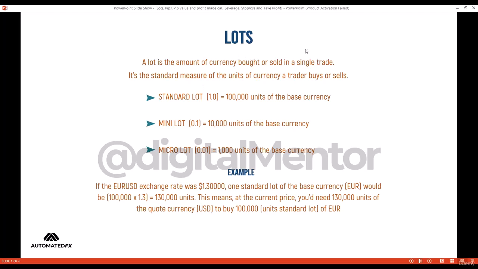That's it for a standard lot. And then next we have a mini lot, which is 10,000 units of the base currency. So a mini lot is 0.1.